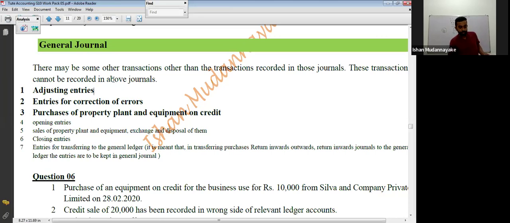And then correction of errors. In front of correction of errors, you need to write down grade 10, chapter 12. And then purchase of property, plant and equipment, purchase of fixed assets on credit basis, we need to record in the general journal. Students, these are the transactions that we need to record in the general journal.